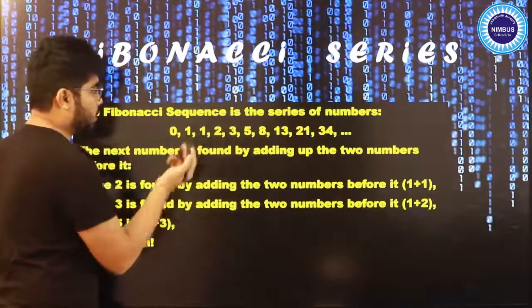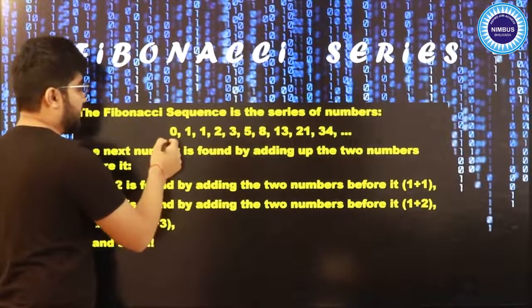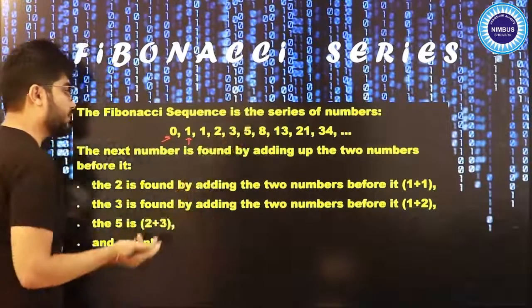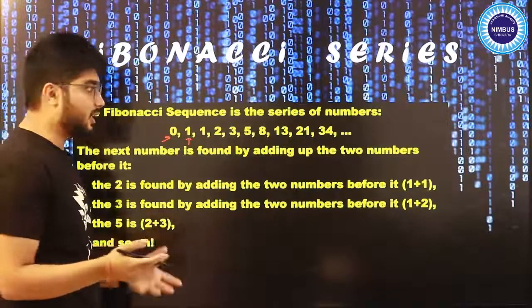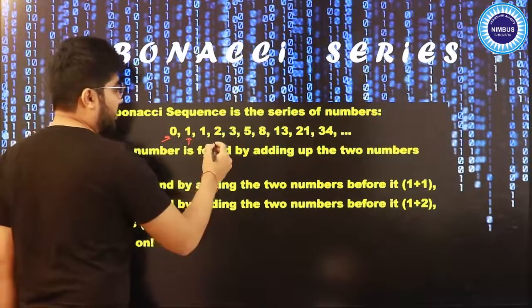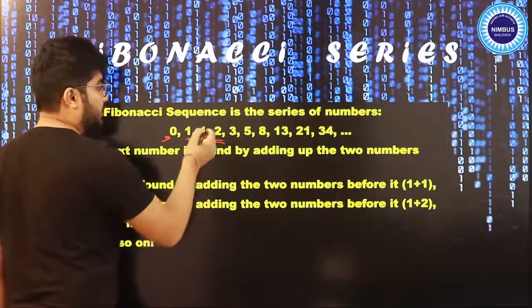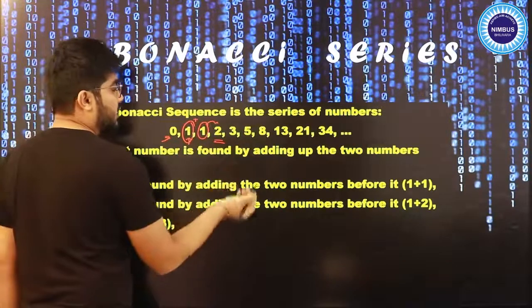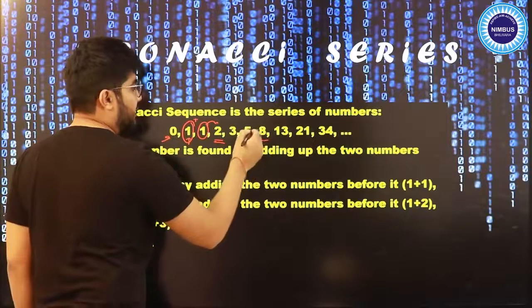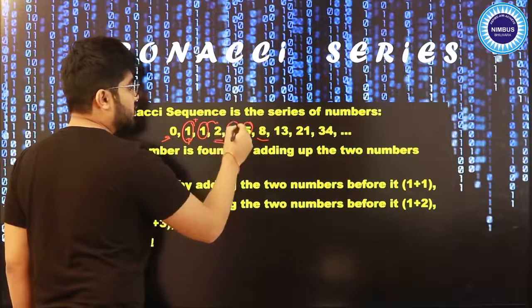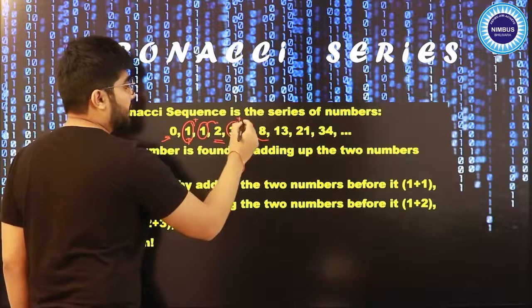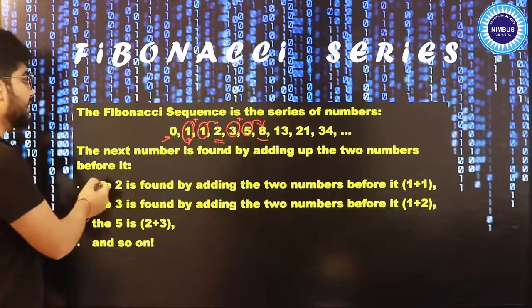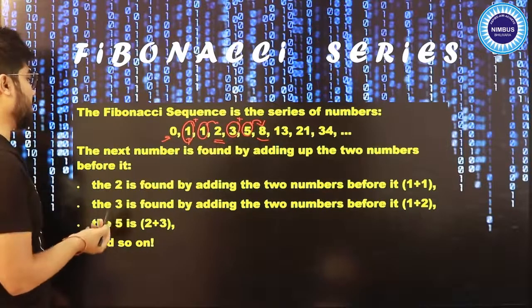So the Fibonacci sequence is basically this, where this is your 0th term, your first term, and it goes on. How a term is generated is basically, whatever term you need to find is the sum of the previous 2 terms. So 1 plus 1 gives you 2. Now suppose you want to find 8, then that will be the sum of the previous 2 terms, which is 3 plus 5, it gives you 8. So that's what is written here. The next number is found by adding up the 2 numbers before it.